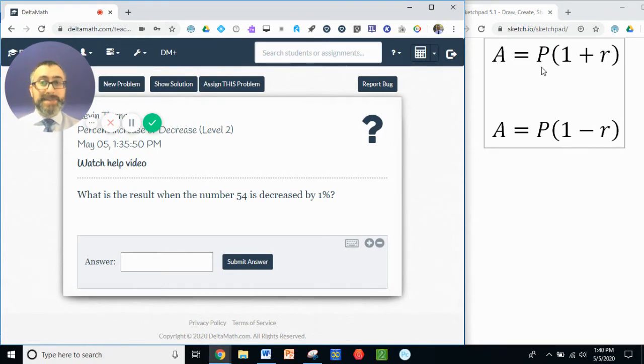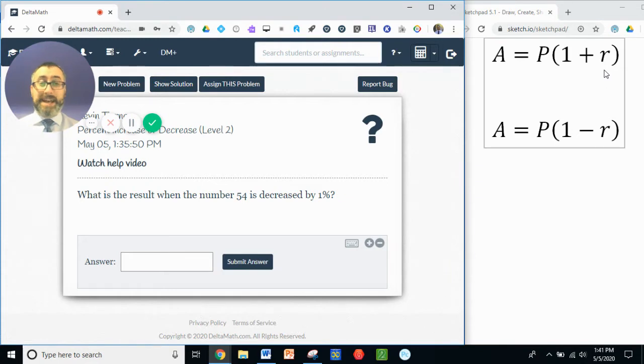The P is what we call the principal. If you know some Spanish, you might recognize the word principio, which means the start. The P is the number that we start with. Then we'll have a 1, and then we'll either add or subtract R, which is the rate. In our problems here, those will be percents. Remember that we'll need to rewrite percents in decimal form.